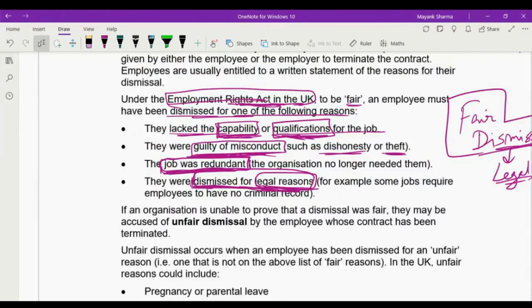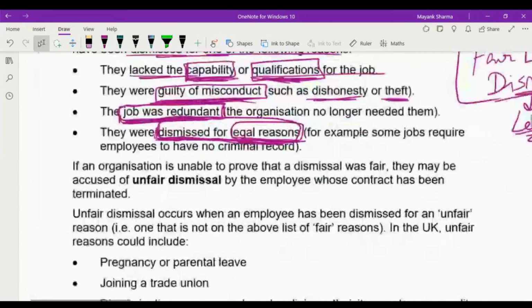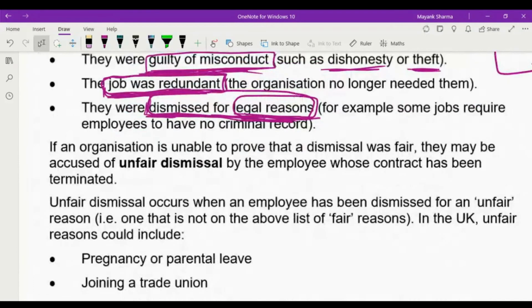So as per the Employment Rights Act in the UK, these are the grounds for fair dismissal. Any other dismissal is not fair dismissal. If an organization is unable to prove that a dismissal was fair, they may be accused of unfair dismissal. And believe me, students, unfair dismissal can result in a lot of monetary penalty against the organization. There are so many cases where employees have filed cases worth millions against their employers, and they have won also, right?